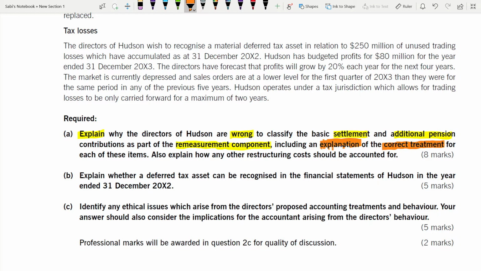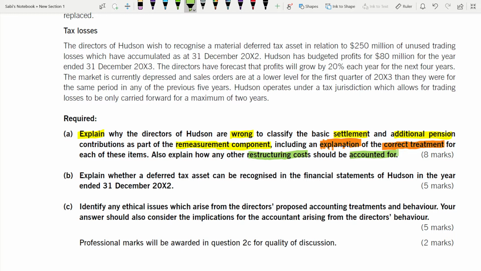Third, I will put a different color maybe. Yeah, green. So third is restructuring cost. How restructuring cost should be accounted for. So I have underlined using three different highlighters for you to identify that yellow is number one, orange is number two, green is number three. Three requirements.